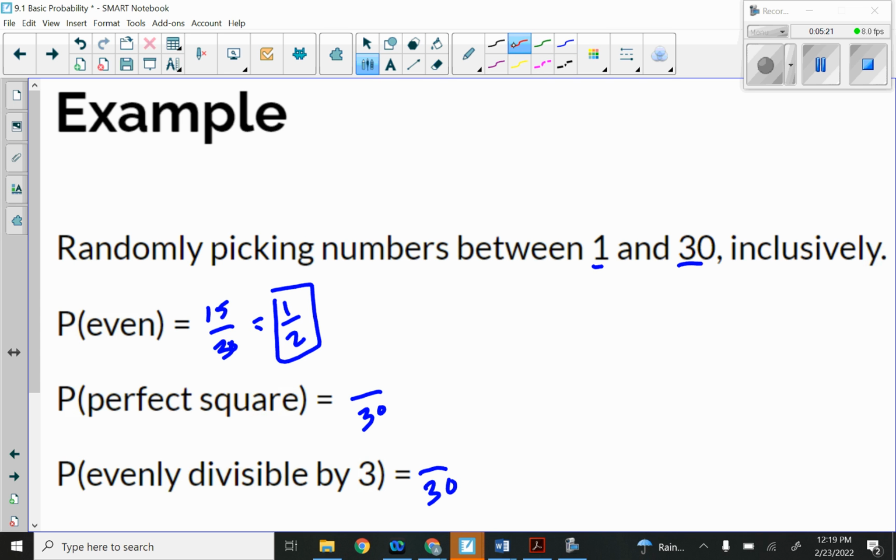Perfect squares, well, remember that's numbers that when you multiply them by themselves, it's that answer that you get. So 1, 4, 9, 16, and 25 are all perfect squares from 1 to 30. So that is a total of 5. 5 out of 30 is 1/6.